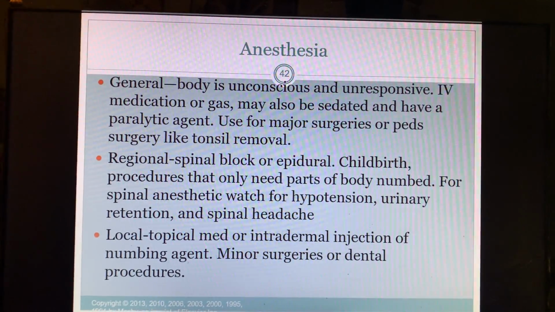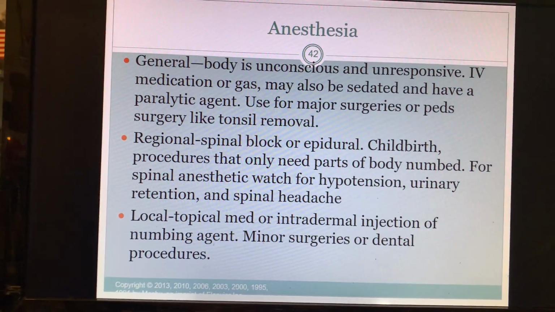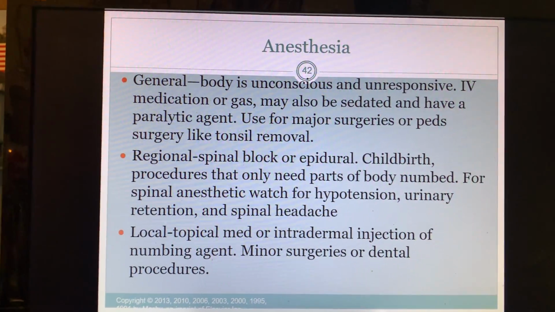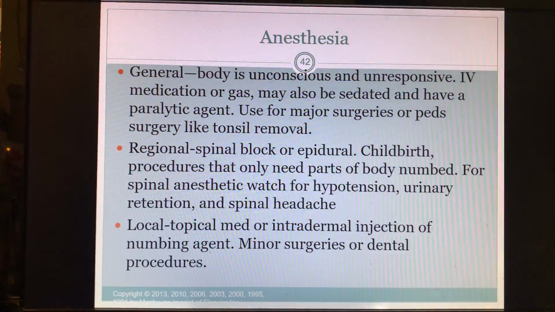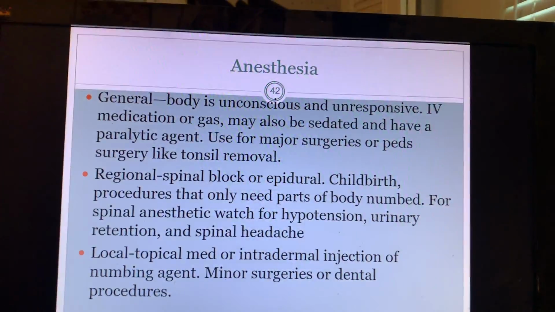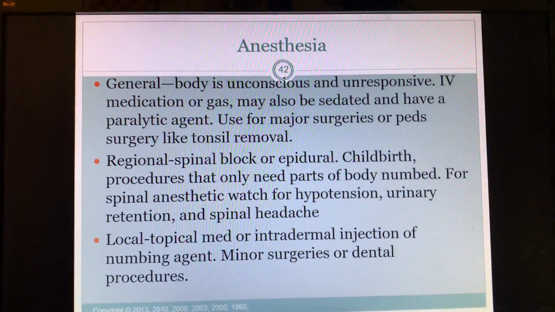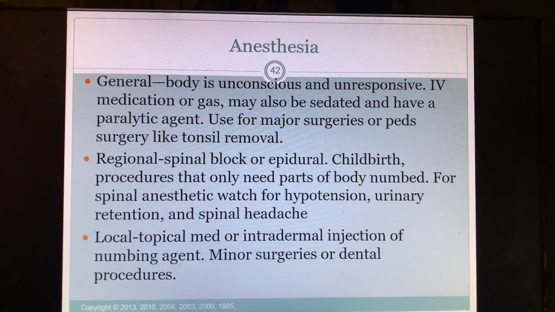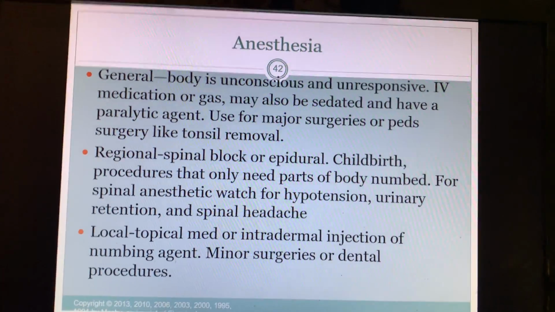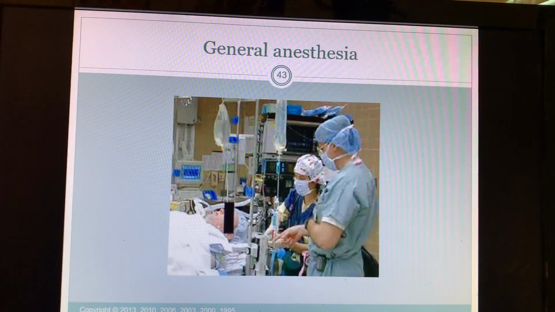And then we have local anesthetic. That's a topical med or just an intradermal injection of a numbing agent to numb a small area, maybe before you have a mole taken off to be biopsied, or a dental procedure. They're going to fill your tooth. You don't want them drilling without any kind of anesthesia. Most people don't anyway. And so they're going to inject a local anesthetic.